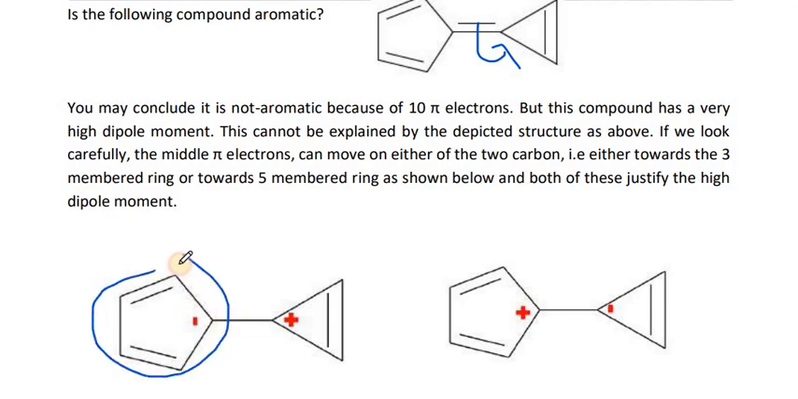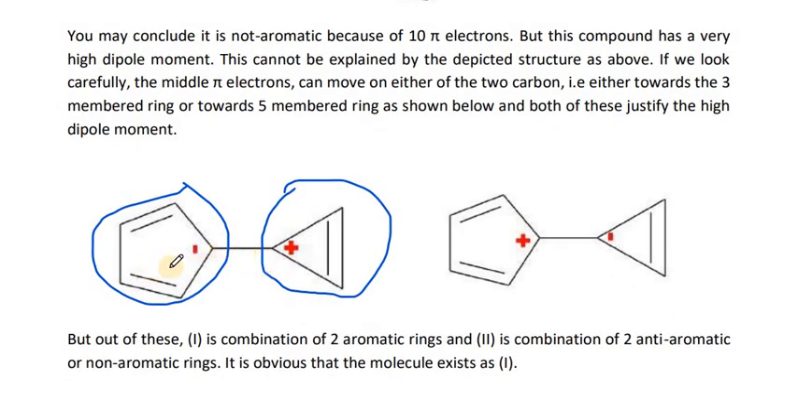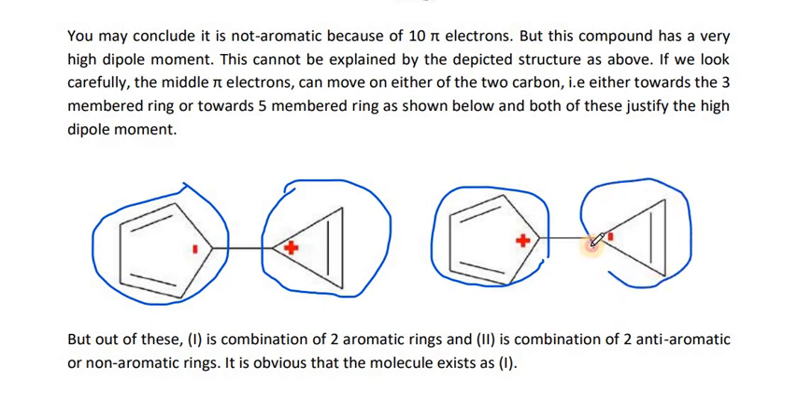Here it is the cyclopentadienyl anion, which is aromatic in nature. It obeys Huckel's rule. Similarly, the cyclopropenyl cation is aromatic in nature. It obeys Huckel's rule. Therefore, this fulvalene, which exhibits a dipole moment, is a combination of two aromatic rings. Whereas here it is anti-aromatic and this ring is also anti-aromatic. It is a combination of two anti-aromatic rings or non-aromatic rings. Therefore, the fulvalene prefers to be in this form only.